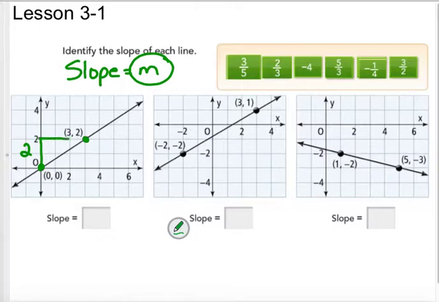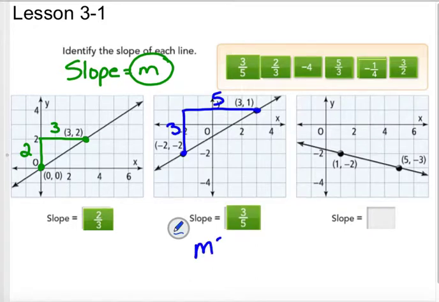Then I go to the right 3 units. Going to the right is positive. So with rise over run, I get a slope of 2 over 3. Slope is always going to be written as a fraction, never a mixed number. It can be an improper fraction. Remember that. The slope, or the m, of this middle one is 3 over 5.